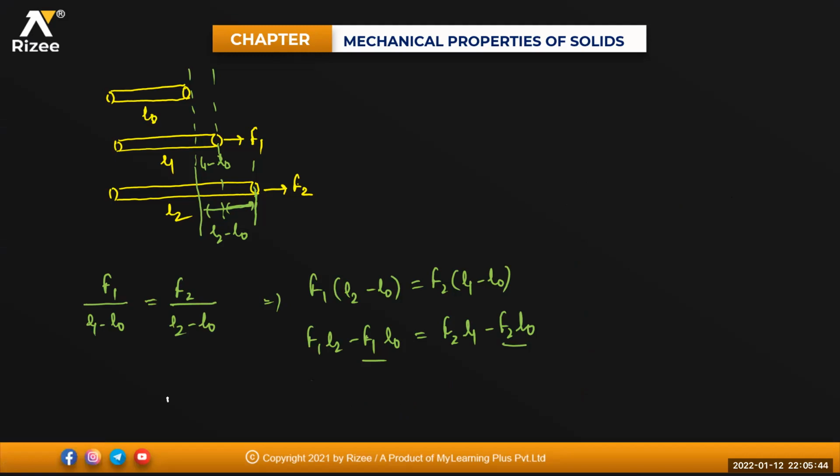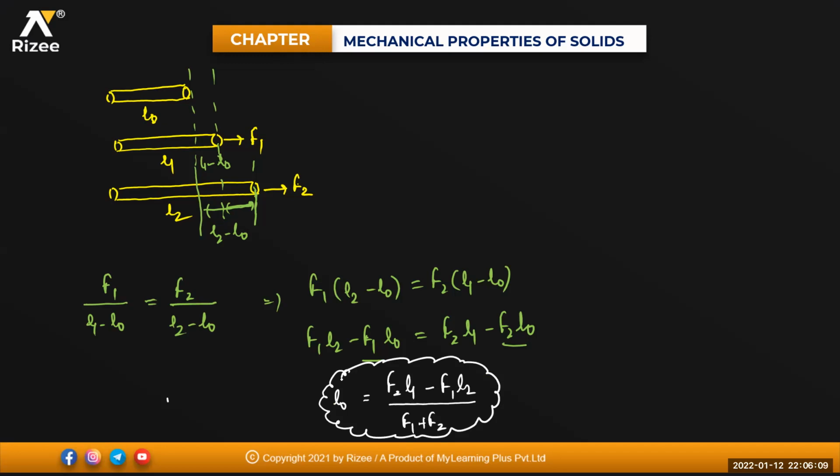So I can take this here, L0 is equal to your F2 into your L1 minus F1 into your L2, divided by F1 plus F2. That's it. Very simple. L0 is equal to F2 into L1 minus F1 into L2, divided by F1 plus F2.